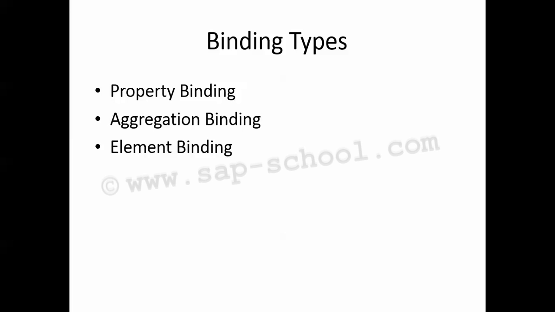For server-side models, the element binding triggers a request to the server to load the referenced object in case it is not yet available on the client. Element binding can also be defined relatively. In case of relative element binding, the binding context is updated when the parent binding context is changed. To define an element binding, we can use the bind element method on a control. So these are the different binding types we have.